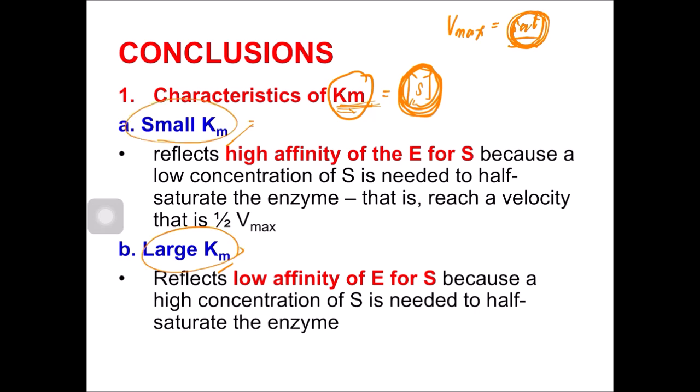Number 1, small Km. Pag sinabing small Km, sa graph niyan, it's near 0. So pag sinabing near 0, that means low Km value, small Km. So pag small Km, that means you only need small amount of the substrate para makalahati ang saturation. It means sobrang attracted ng substrate doon sa enzyme. Kaya small Km signifies high affinity of the substrate to the enzyme.